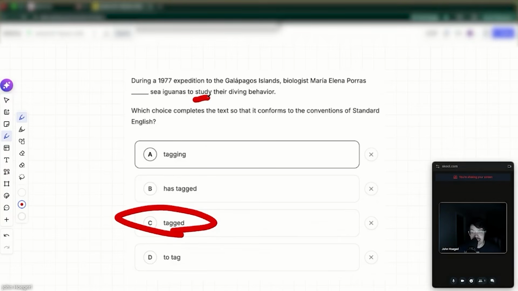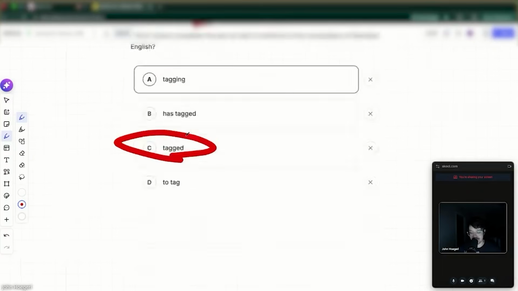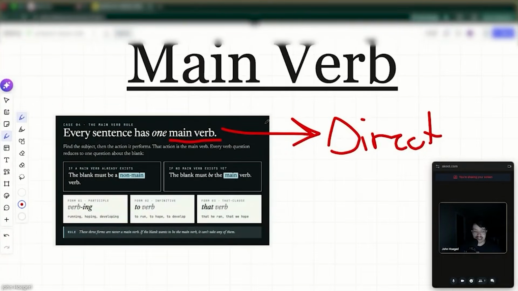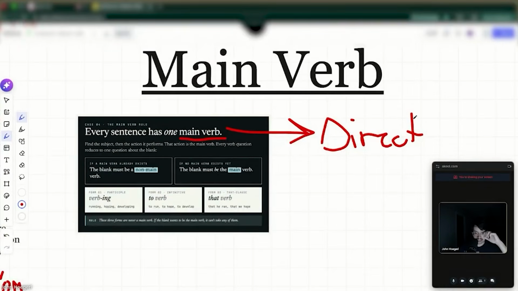We have the word study in here, but it would not be really fair to say that the main purpose of this sentence is she's studying. The main purpose of the sentence is the fact that she's tagging iguanas. So tagged would be the main verb. So hopefully you kind of see this is a little bit of a vague thing, like it's hard to fully understand this, but it's the direct action being taken. The big thing here is that every single sentence must have only one main verb. There are a couple exceptions to this. Yes, again, there are exceptions, but for the most part, only one main verb.